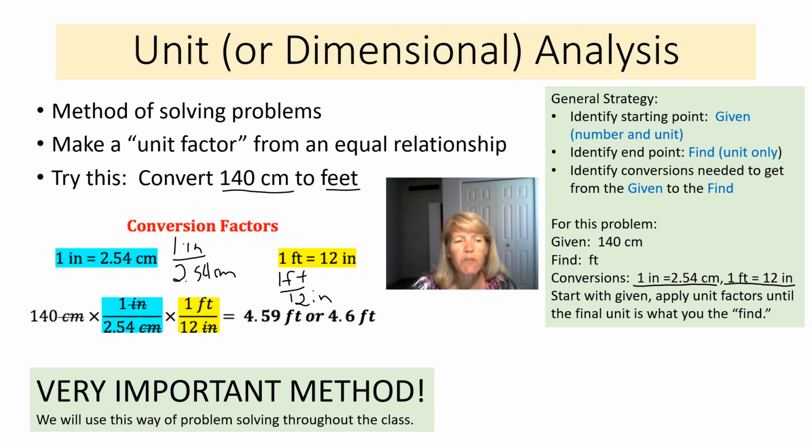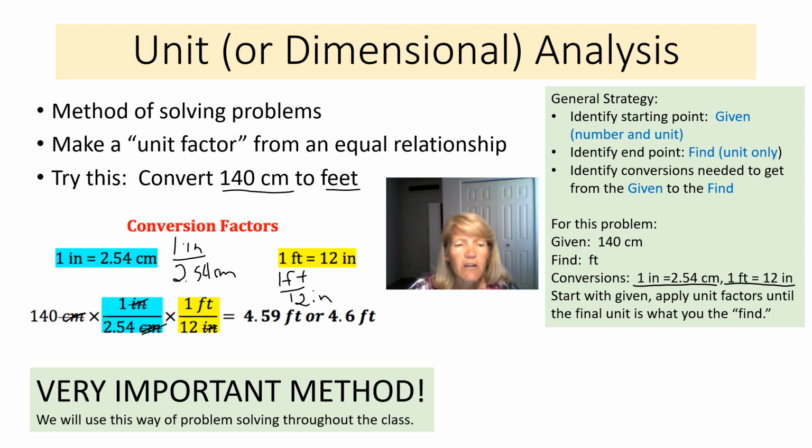So you always start with your given, 140 centimeters. And then you apply your conversion factor. So for our first conversion factor, we want centimeters in the denominator so that they cancel out. So the 2.54 centimeters goes in the bottom, 1 inch on the top. The centimeters cancel, and now we have inches. Well, that's still not the unit we needed. We needed feet. So now we put the inches on the bottom, 12 inches, so that those cancel, and then the 1 foot on the top.